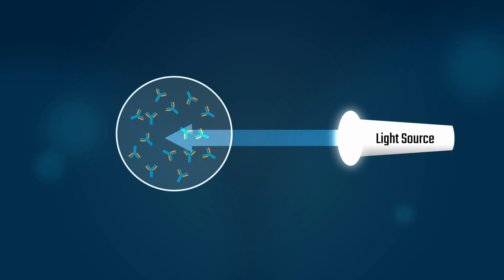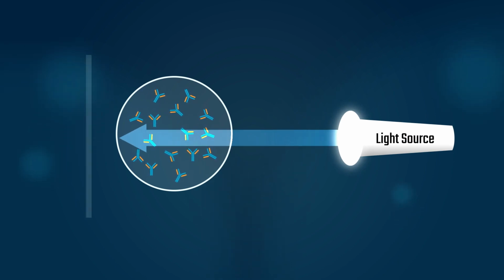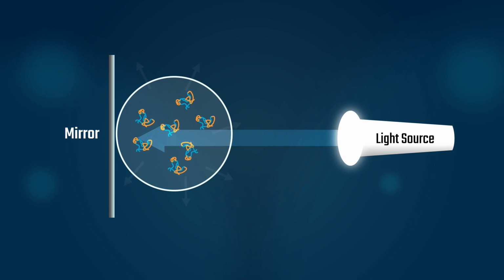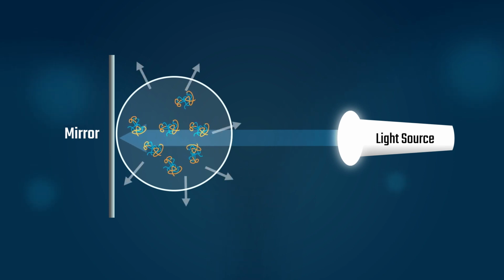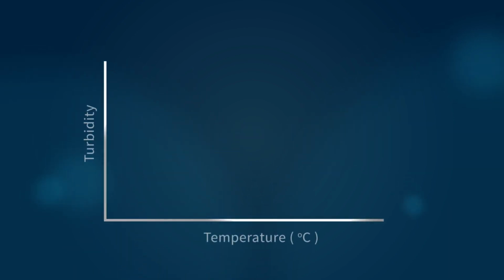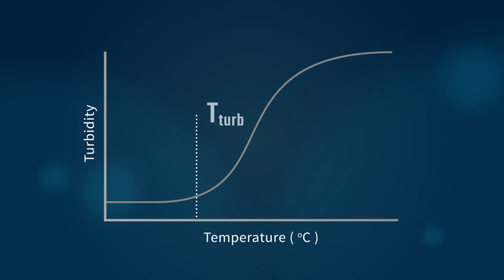When light enters a solution of properly folded proteins, most of it passes through. The light bounces off a mirror and returns to the detector. Large amorphous aggregates deflect the light away from the path. This reduces the amount that returns to the detector. Turbidity indicates instability. It's ranked using the onset of turbidity, or T-turb. The higher the onset value, the more stable your candidate is.